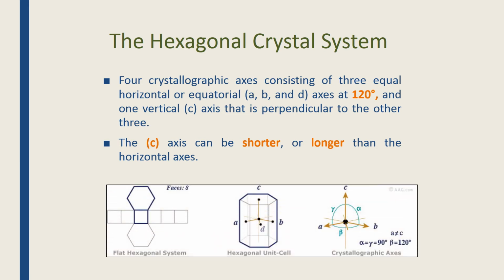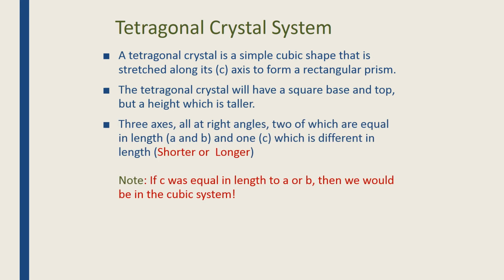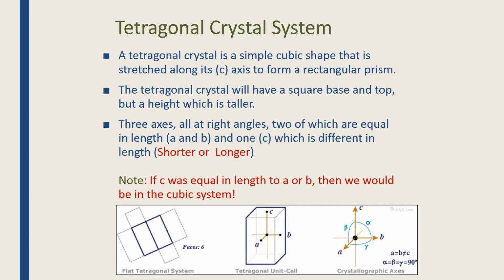Okay, and same thing here. You see the hexagonal unit cell in the middle, and the angular relationship between the axes on the right. Then you have the flat hexagonal shape on the left, which has 8 faces. Tetragonal, same thing, so we are not going to repeat this. You can just read it. But be careful about the C axis in tetragonal and hexagonal: it is shorter or longer. If C were equal in length to B or the other, then we would be back in the cubic system again. Here is the tetragonal, same story.